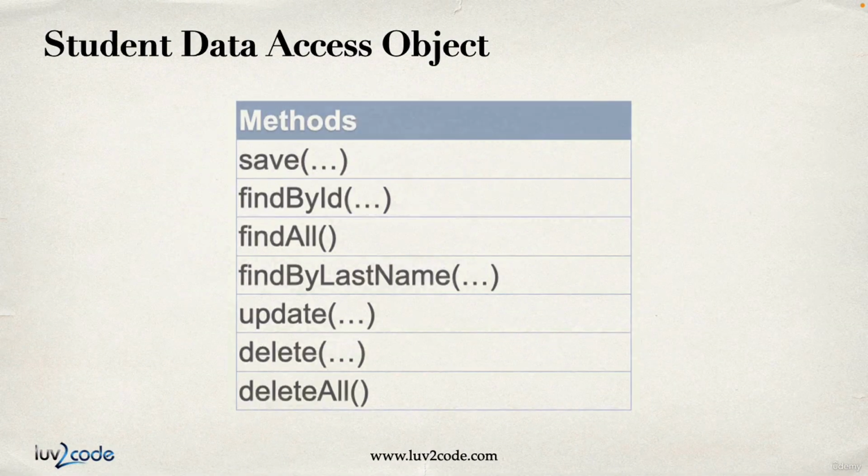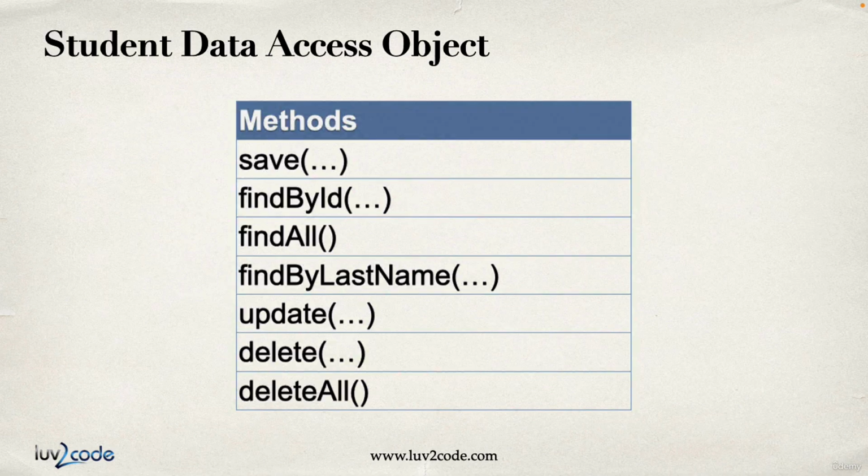Our student data access object will have a number of methods. We'll have a save method for saving a student. We'll have some finder methods for finding by ID, find all, and find by last name. We'll also have a method for updating the student, and also a method to perform a delete. And we'll implement these methods in upcoming videos.